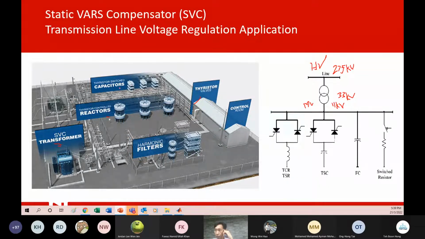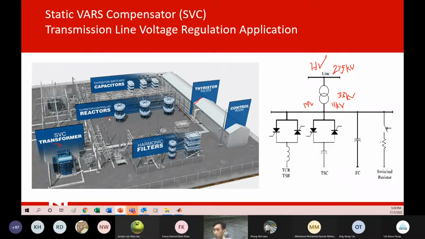And capacitor, okay, capacitor usually in a rectangular form, in a block form. Again, there is always three phases. So from here we can see that this one is the capacitor, and then the reactor is this one. And of course, they can have a fixed capacitor or just any other load.